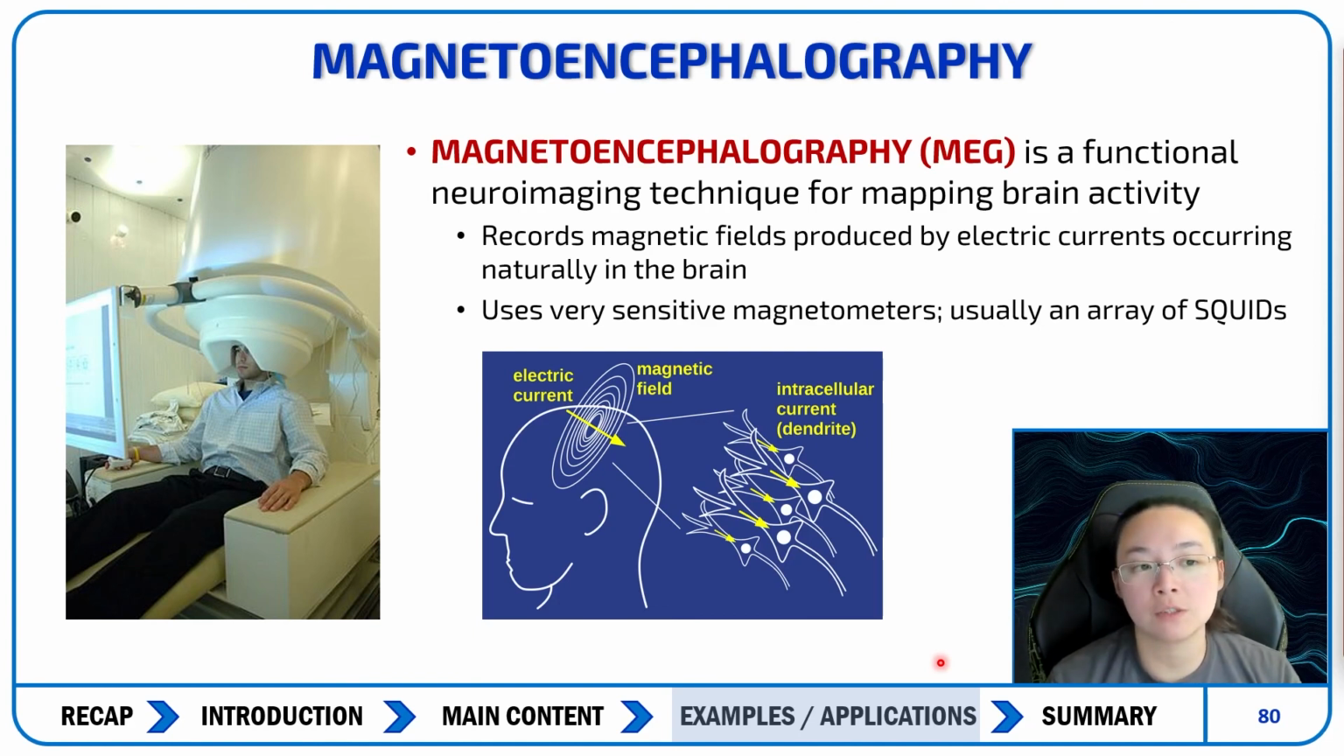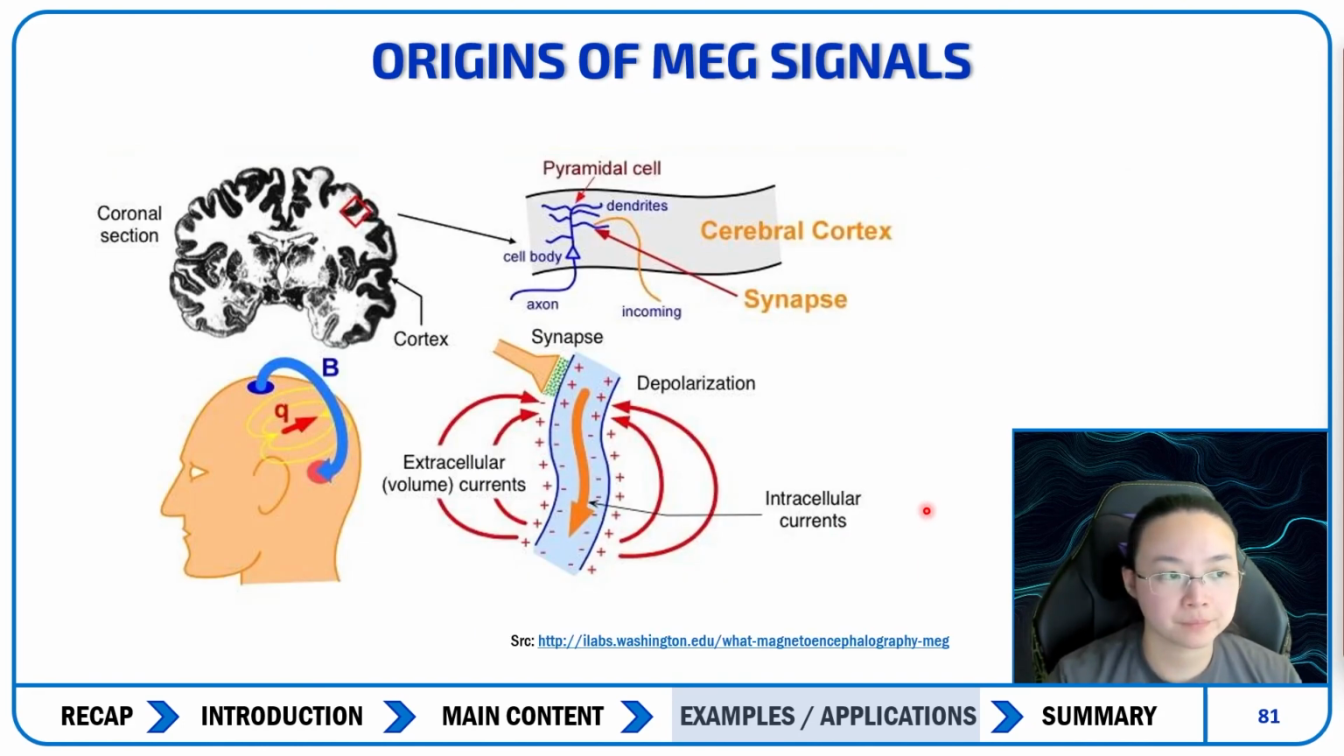In order to take these measurements, you have to use very sensitive magnetometers, usually what we call an array of squids. So in terms of this, you have all of your currents going through your dendrites and your axons, and that is going to have an effect on the magnetic field. And we can measure these magnetic fields through magnetometers.